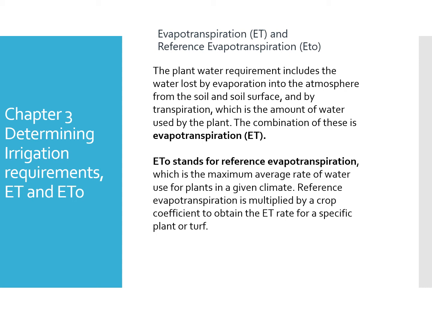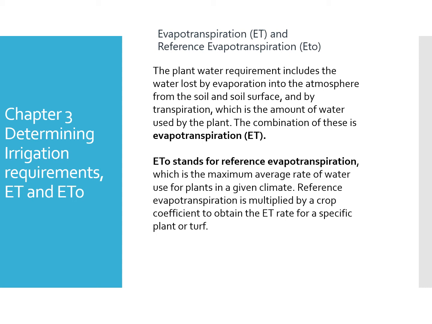Okay, so in Chapter 3, Determining Irrigation Requirements, they talk about ET and ETO. So what is ET and what is ETO? ET is an abbreviation for evapotranspiration. And as noted here, the plant water requirement includes the water lost by evaporation into the atmosphere from the soil and the soil surface, and by transpiration, which is the amount of water used by the plant. The combination of these is evapotranspiration.